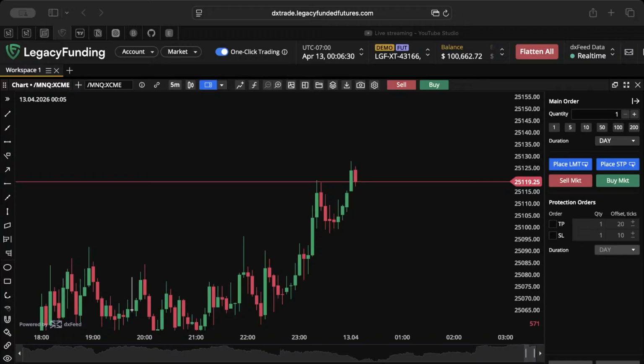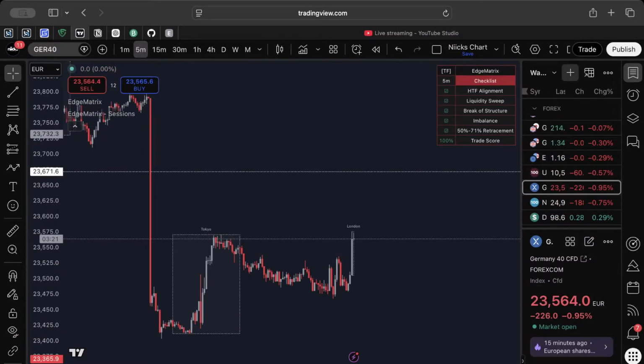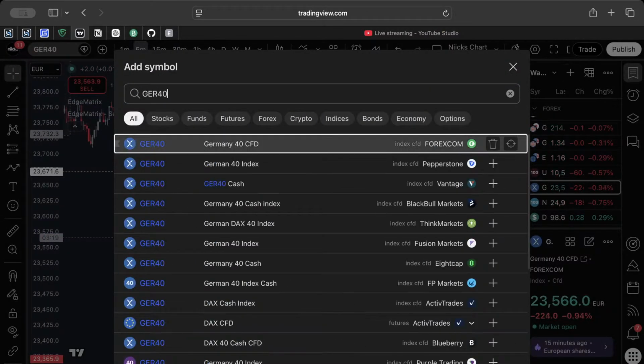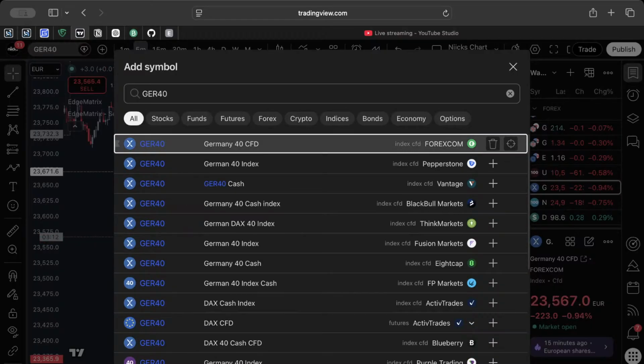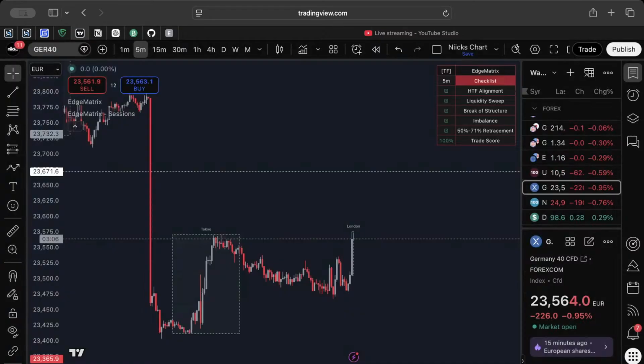Is NAS 100 an index? It is. You can't find it on TradingView. JER 40. Just look it up in all. You should find it in all, even in indices. Just JER 40. I think I use forex.com, if I'm not wrong. Can't remember.